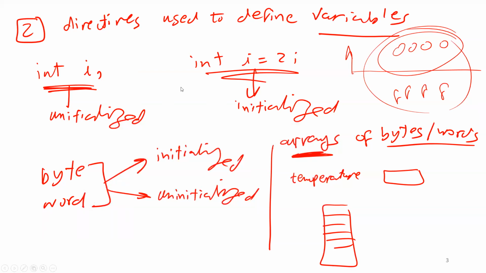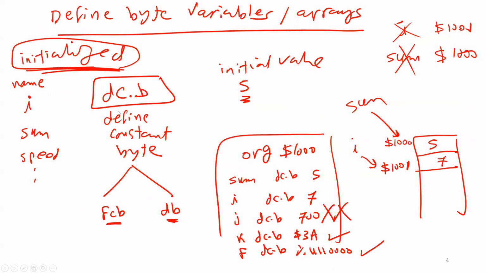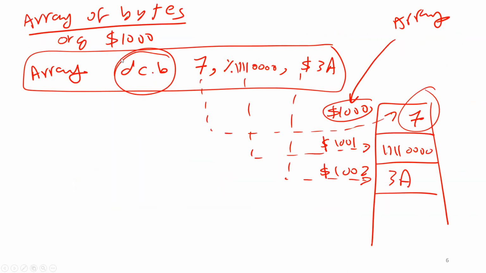So also I explained we have some directives. We are going to use them to define variables similar to integer, float, or all these data types used in C language. But here it's much simpler. As I explained, dc.b is used if you want to define a byte variable that is initialized. Also, you can use the same keyword to create an array of initialized bytes.